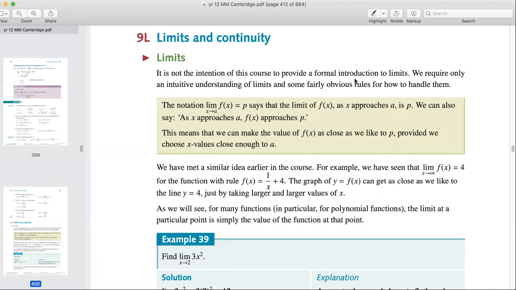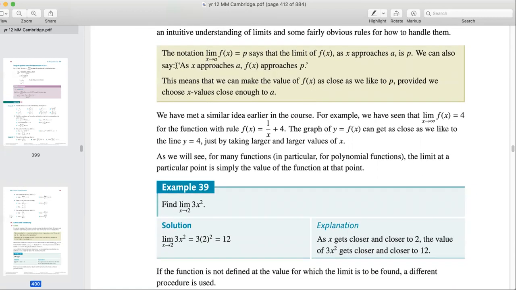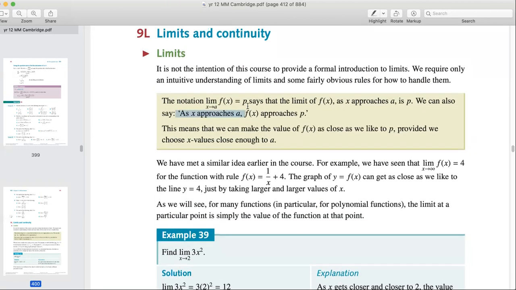Okay, let's get back to our final sections for our chapter 9, limits and continuity. So this one is not that important for the final year exam, but it's really essential for you guys to understand what we mean by continuous and what we mean by differentiable, okay? So before that, we have to know the limit. Limit means as x approaches a, f(x) approaches p, okay? That is how we write this one, limit.